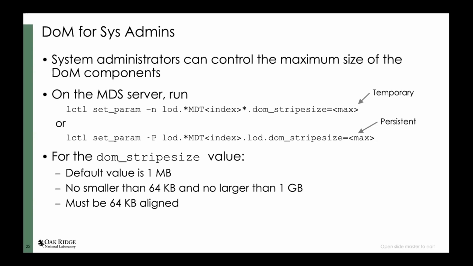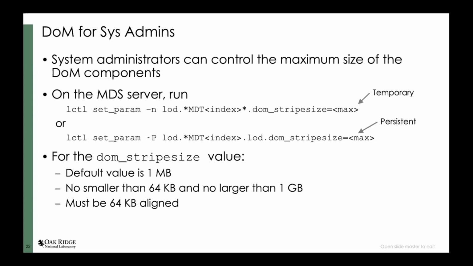There are some limitations on the DOM stripe size value. By default, it's going to be set to 1 megabyte. It cannot be any smaller than 64 kilobytes and no larger than 1 gigabyte. And it must be 64 kilobyte aligned. You'll find that if you try to set the DOM stripe size to a value below 64K, the command will not return an error. It will appear to have worked, but when you query the parameter, you'll just see that it's been set to its minimum value of 64K.